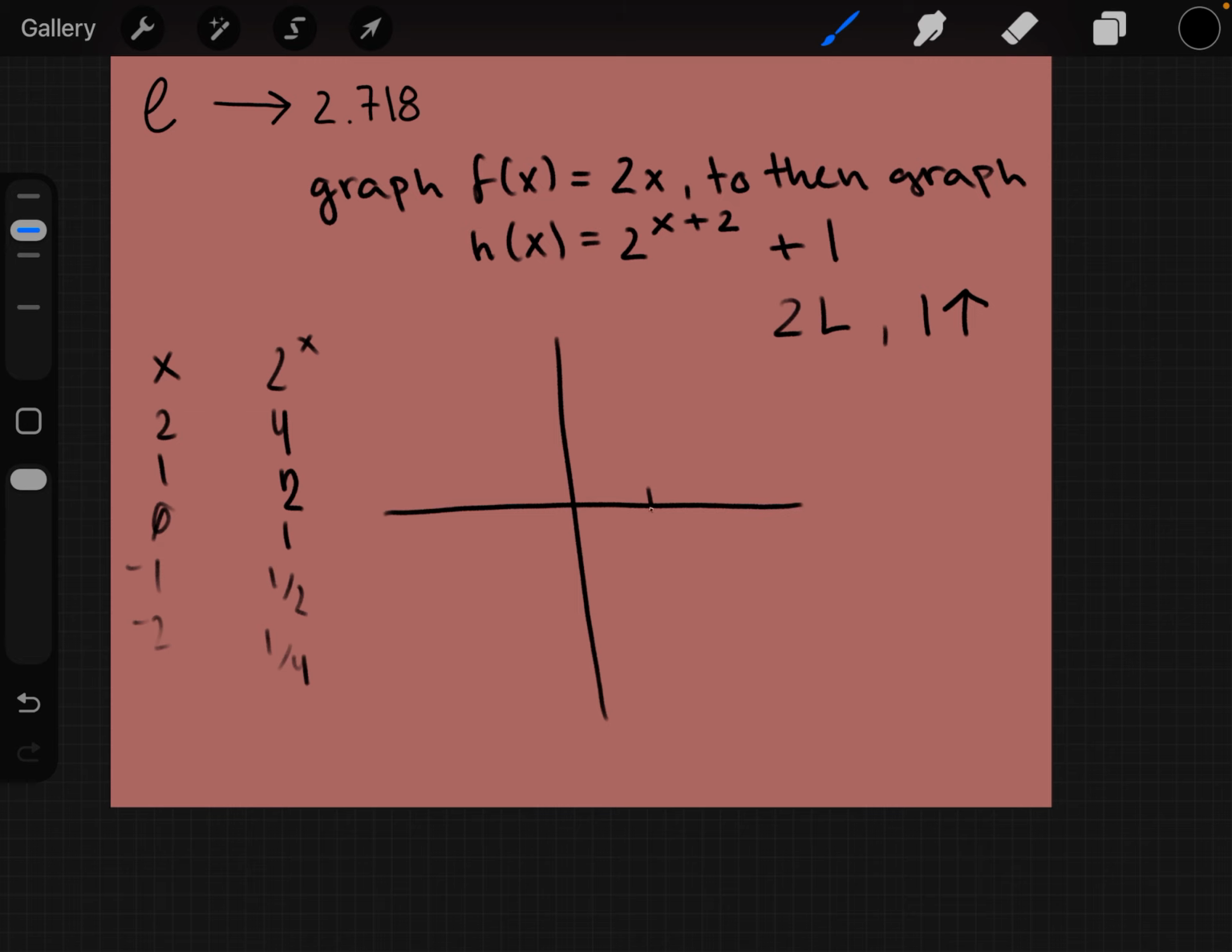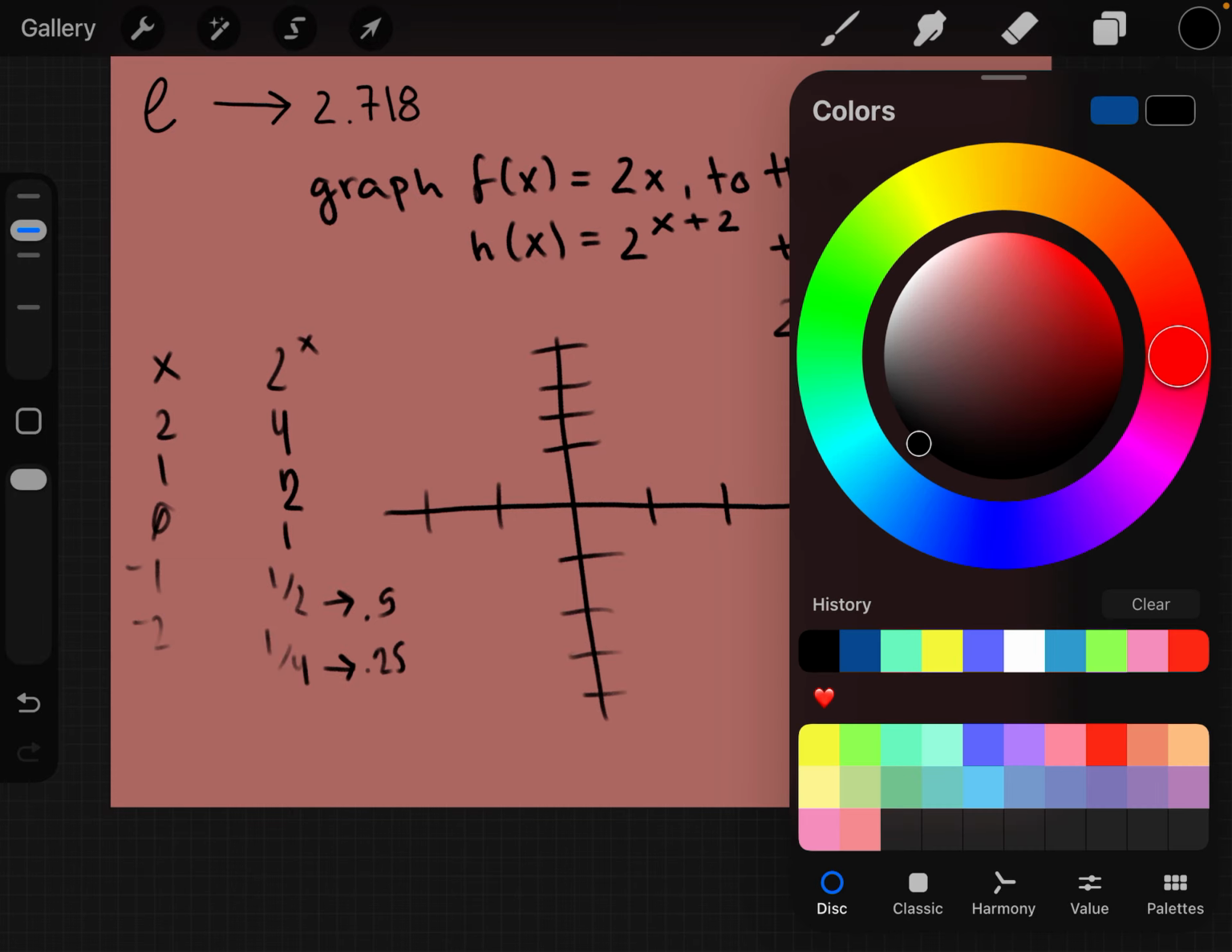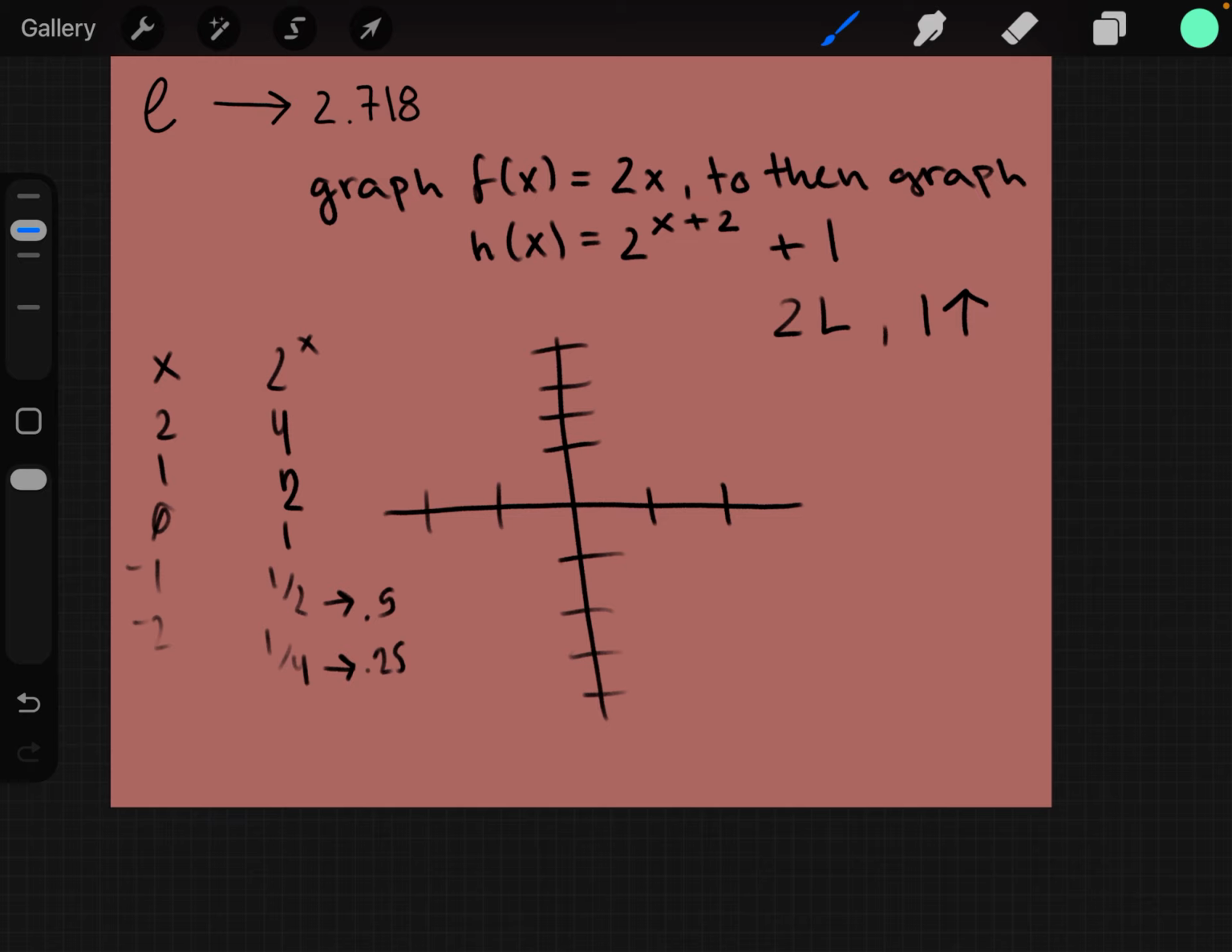Okay, on our x-axis, we mark 1, 2, 3, 4, and on the y-axis 1, 2, 3, 4. Then we plot the points: 2, 4, 1, 2, 0, 1, negative 1, 1/2, and negative 2, 1/4.